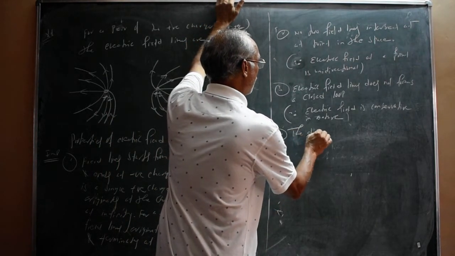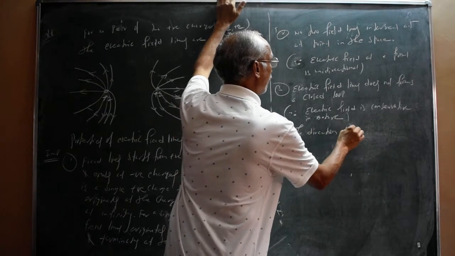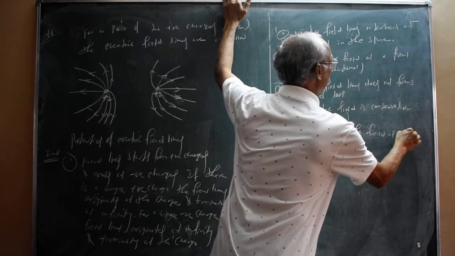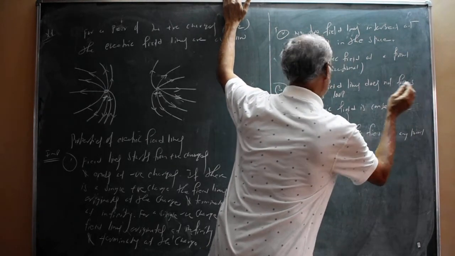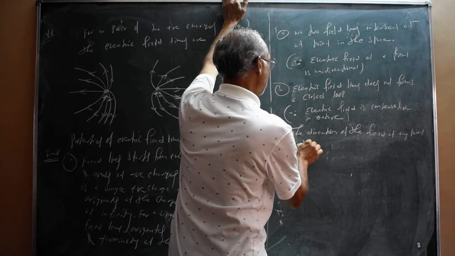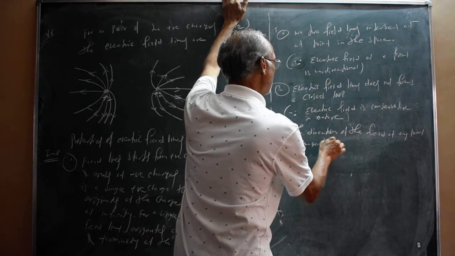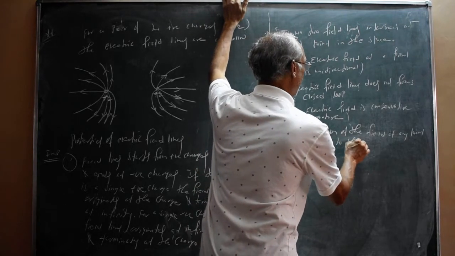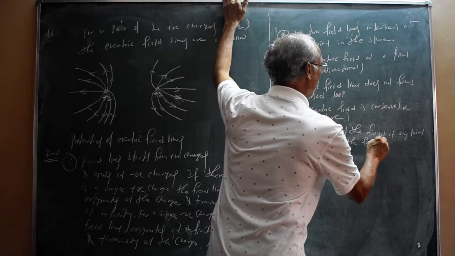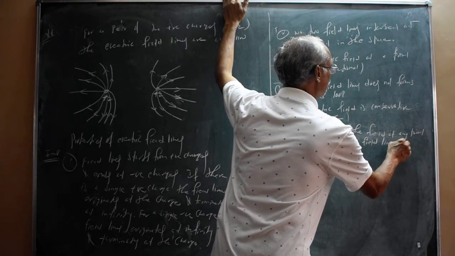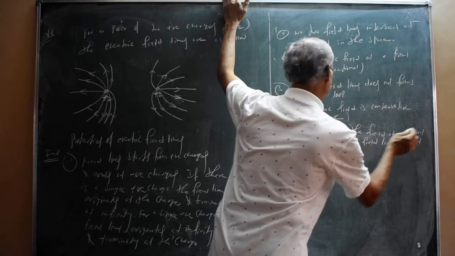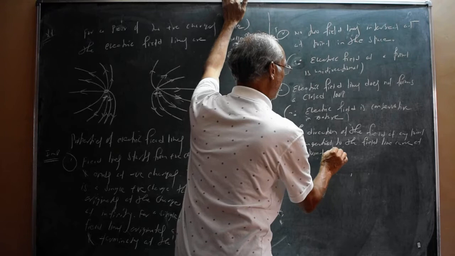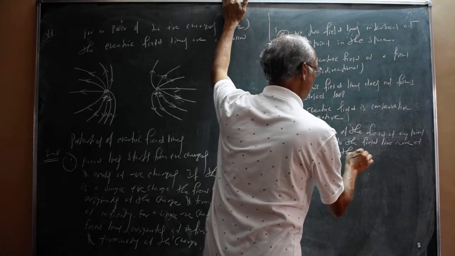The direction of the field at any point is tangential to the field line curve at that point, in the direction of the field lines.